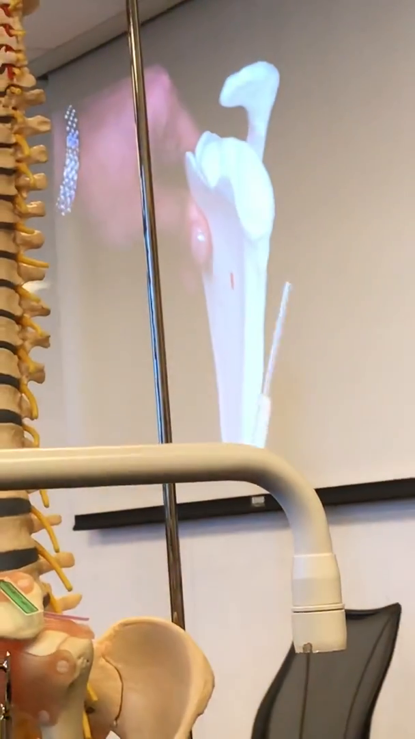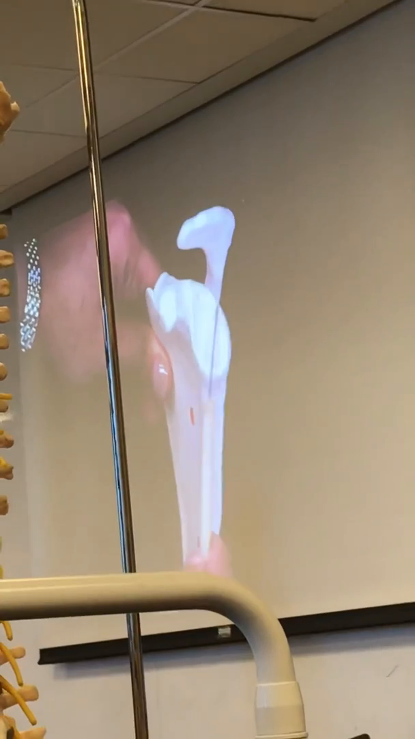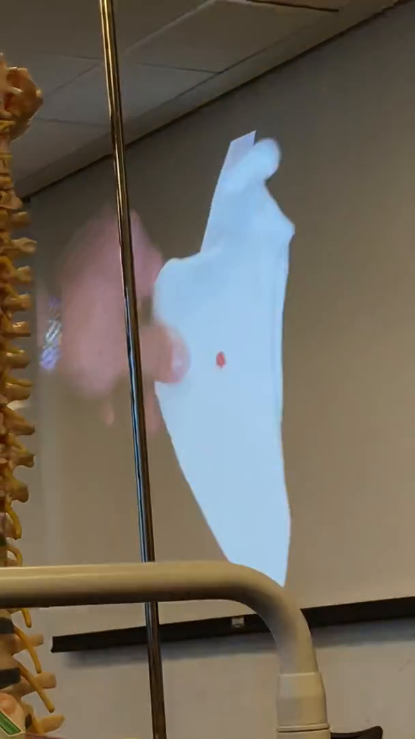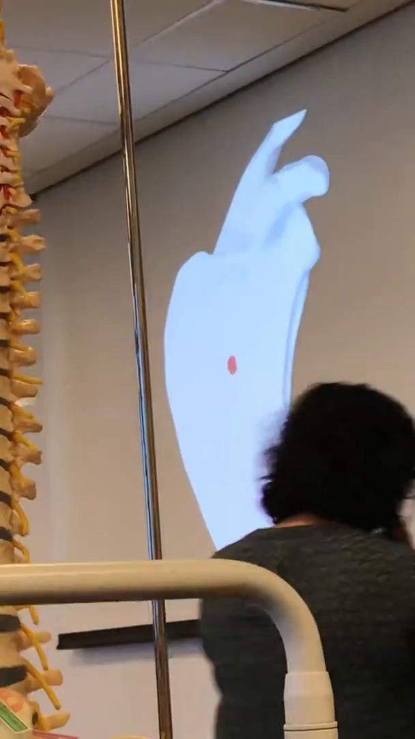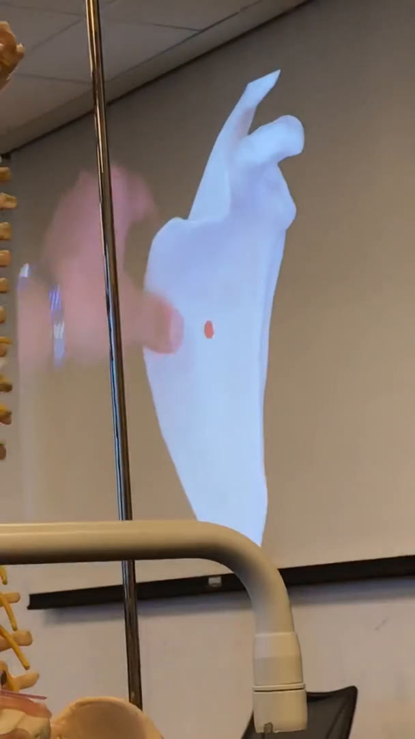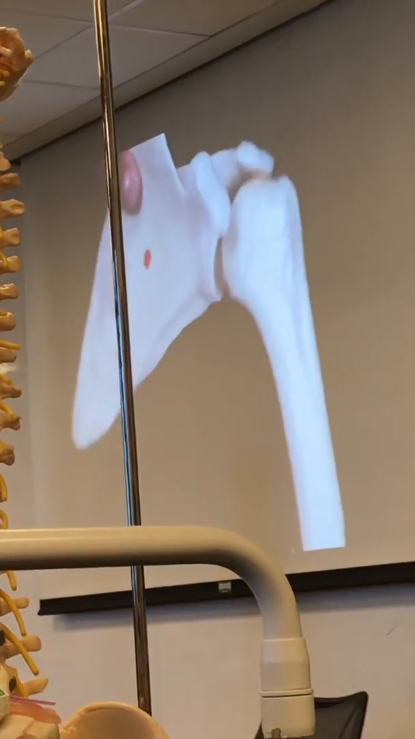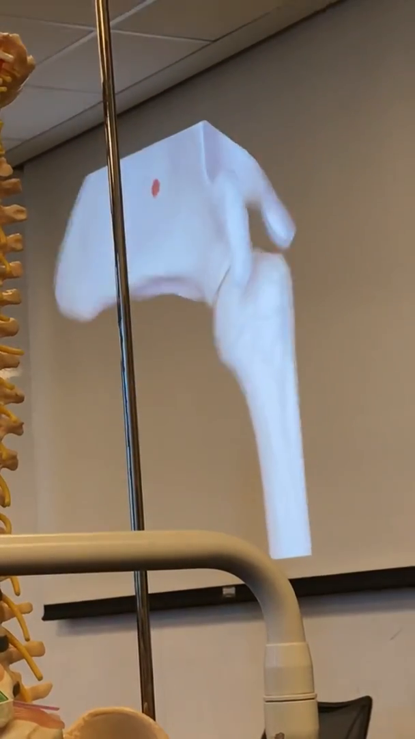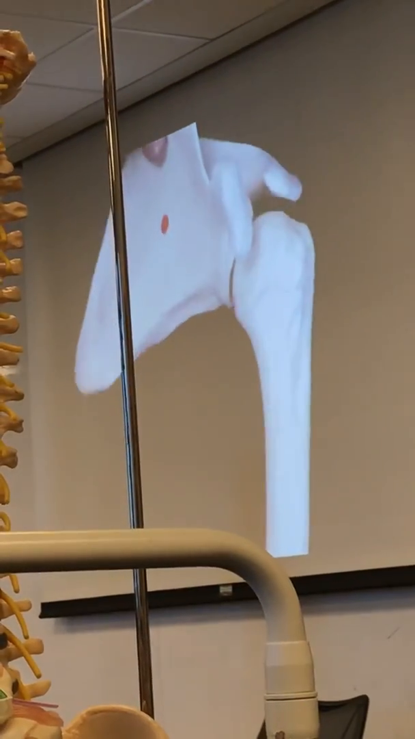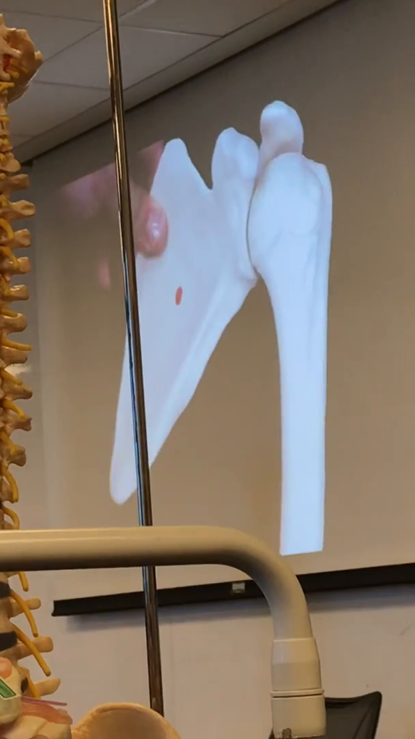Now how do I know this is medial and that is lateral? So let me just turn it around and look at this space right here. This is called the glenoid cavity. So glenoid cavity is the cavity where the head of your humerus or your arm bone will fit into. So this will form the ball and socket joint. Okay? So if this glenoid cavity fits into the humerus, is this going to be medial or lateral?